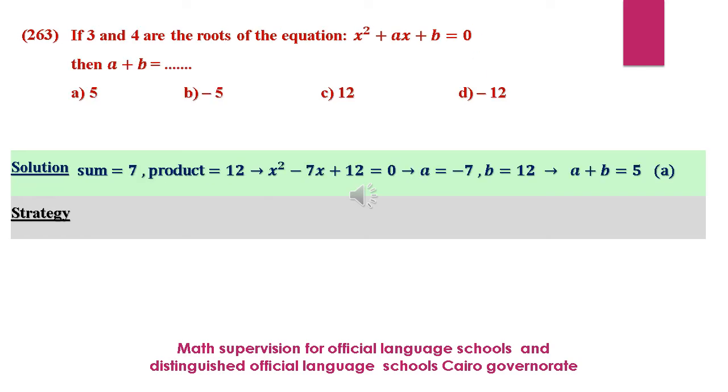If 3 and 4 are two roots of the equation x squared plus ax plus b equals 0, then a plus b equals what? Now, the roots of the equation here are 3 and 4. The sum of roots is 7, the product of roots is 12. The sum equals negative a, so a equals negative 7. The product equals b, so b equals 12. Therefore, a plus b, 12 minus 7, equals 5. We can solve it in many other ways, of course, you know that.